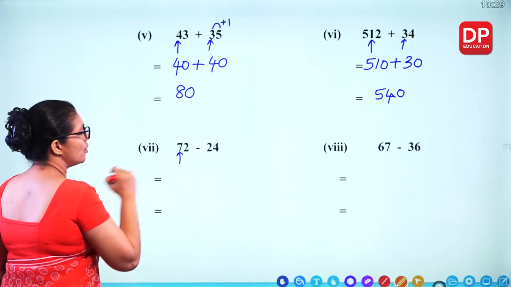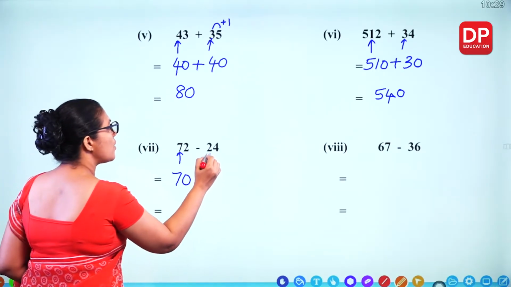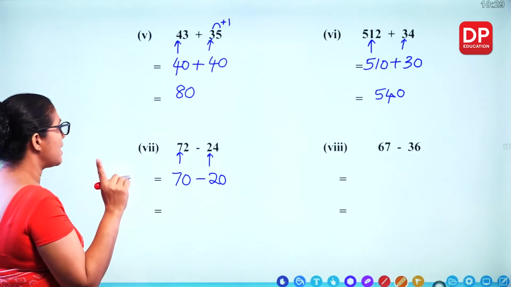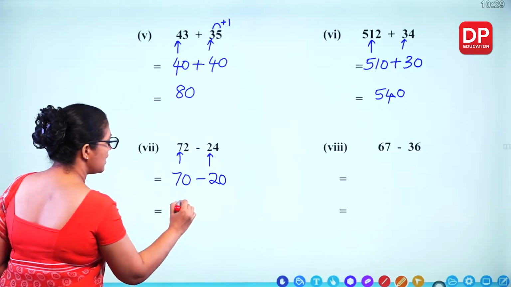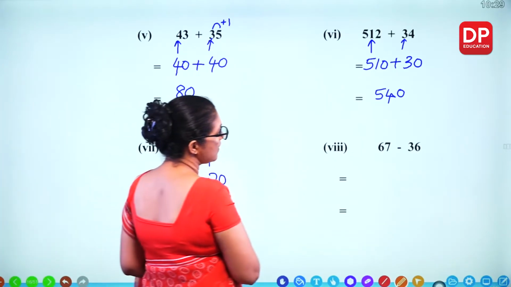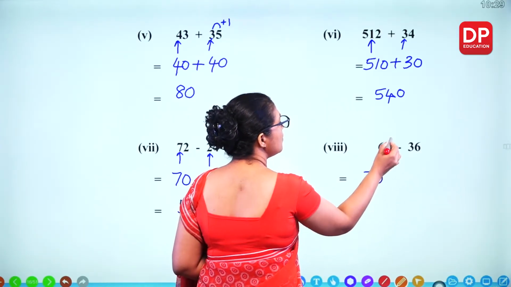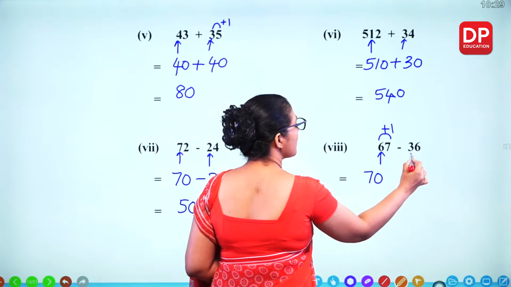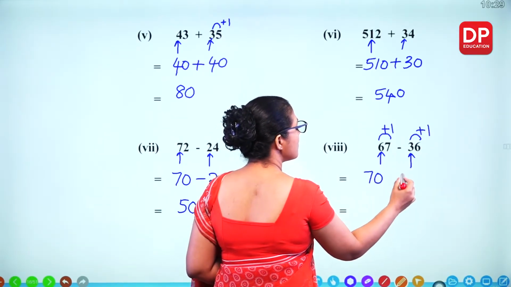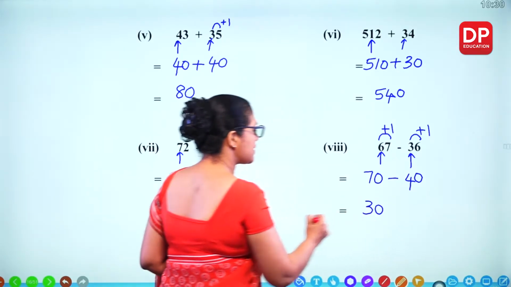72. What's the answer? 70 is the rounded value. Here 24. Rounded value is 20. We are not adding 1 because less than 5. 70 minus 20 is 50. 67. When you round it, that becomes 70. You need to add 1. 36 also, you need to add 1 there because more than 5. So 70 minus 40, you get 30 as the answer.